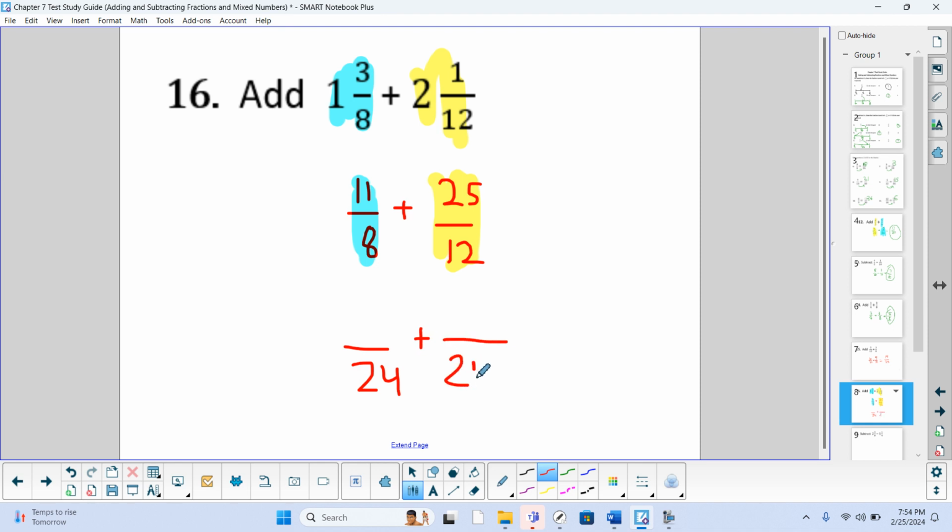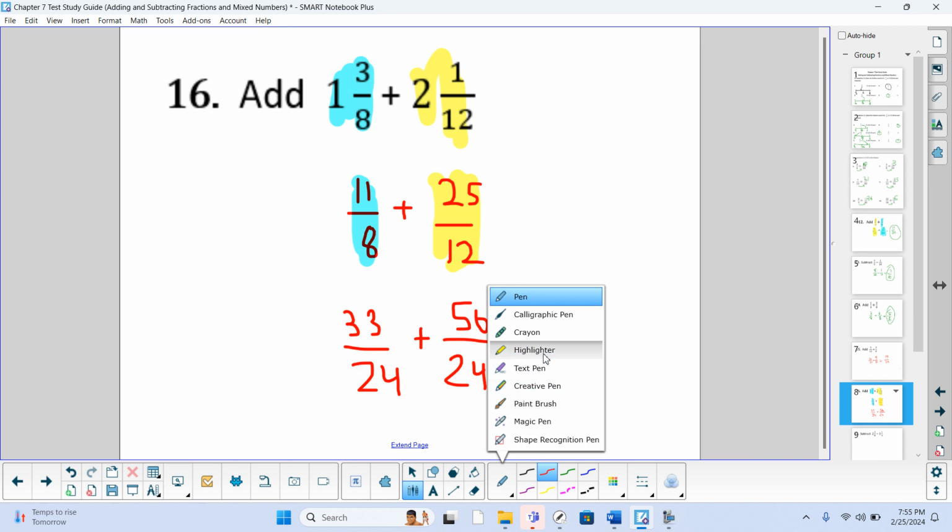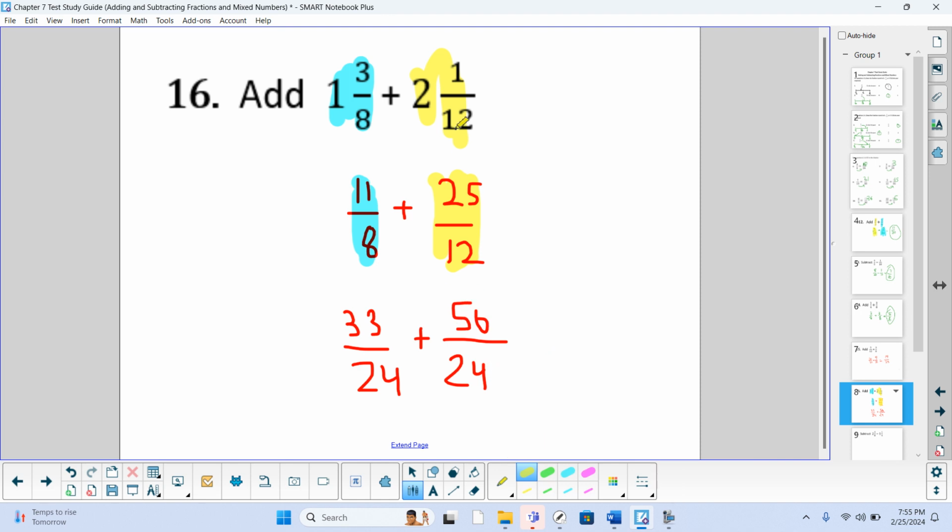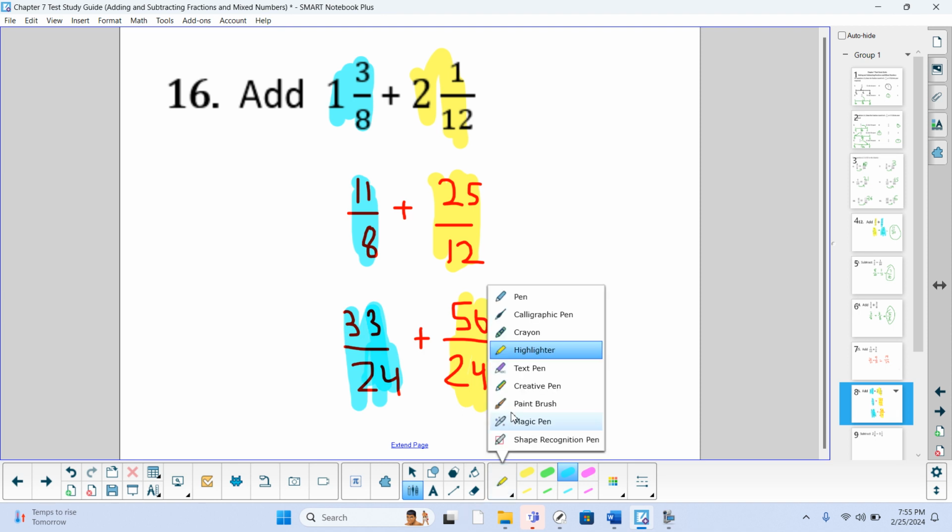So 24 it is. What do I multiply 8 by to get to 24? That would be 8 times 3, so 11 times 3 would be 33. And to go from 12 to 24 as a common denominator, you double it. So double 25 is 50. Once again, as I say all the time, but I'm going to use the highlighter, 2 and 1/12 is the same as 25 over 12 is the same as 50 over 24. 1 and 3/8 is the same as 11 over 8 is the same as 33 over 24.